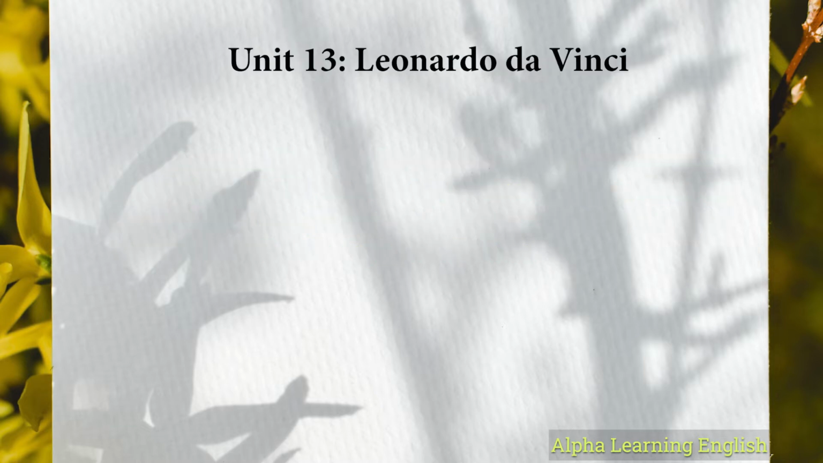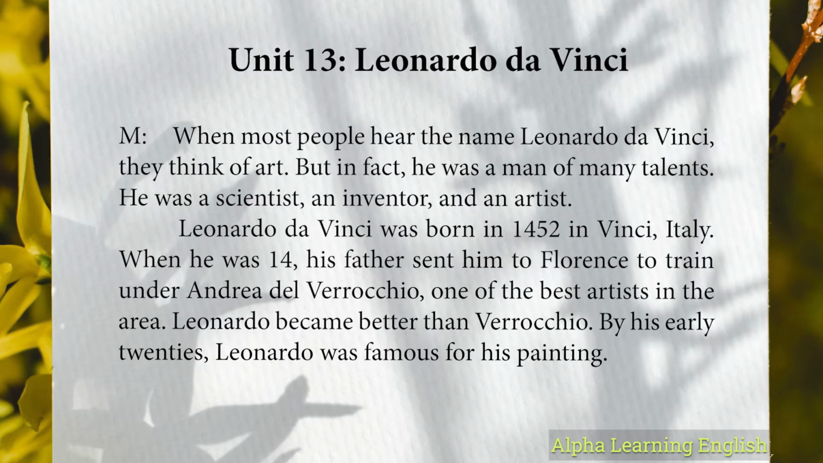Unit 13. Leonardo da Vinci. When most people hear the name Leonardo da Vinci, they think of art. But in fact, he was a man of many talents. He was a scientist, an inventor, and an artist. Leonardo da Vinci was born in 1452 in Vinci, Italy. When he was 14, his father sent him to Florence to train under Andrea del Verrocchio, one of the best artists in the area. Leonardo became better than Verrocchio.